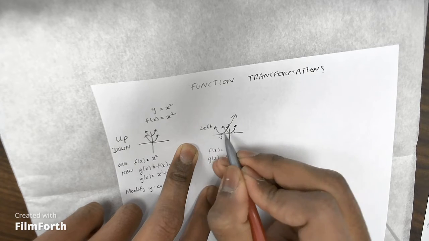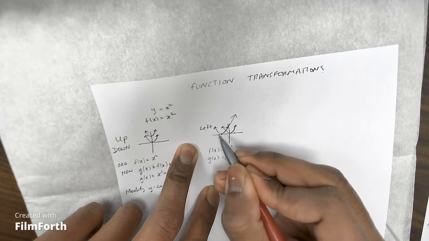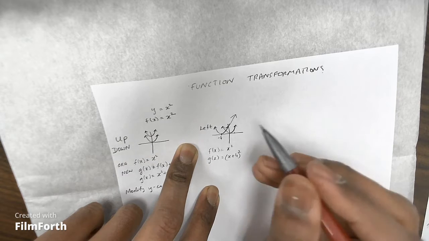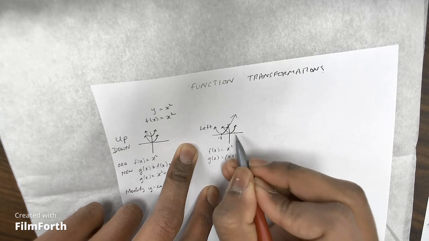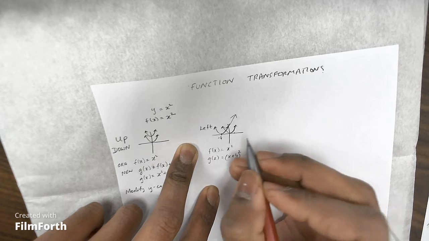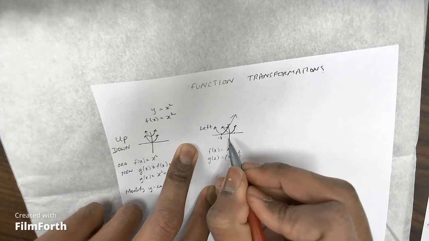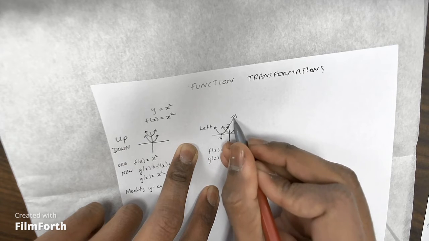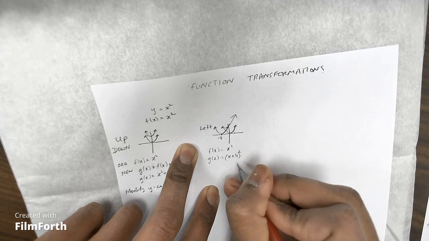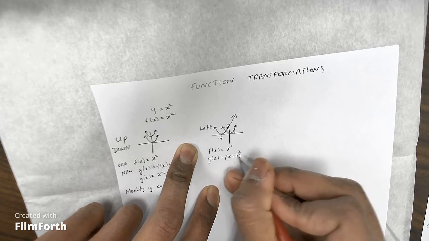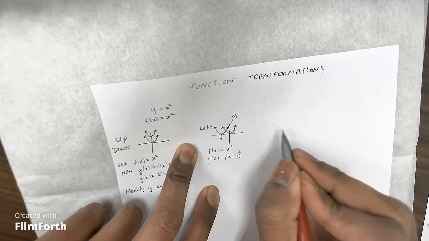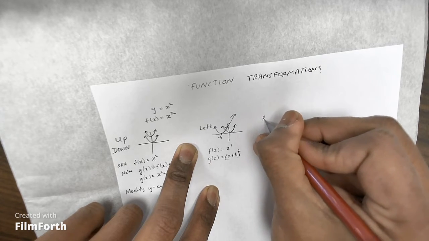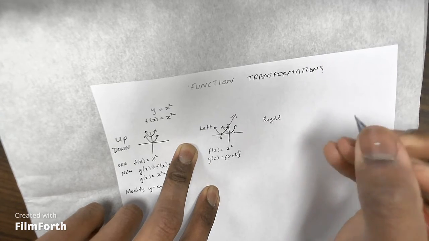So when the function moves to the left, the x-coordinate needs to increase, right? The x-coordinate needs to increase because the function itself has moved to the left, and now the x-coordinate has increased tremendously. And so the x-coordinate is affected when you move left to right. So left to right is in the x direction. The x-coordinate gets affected.